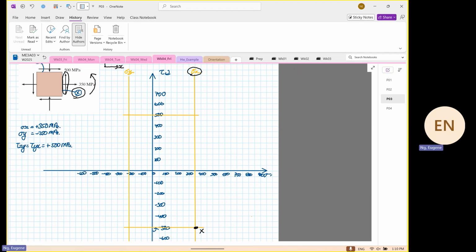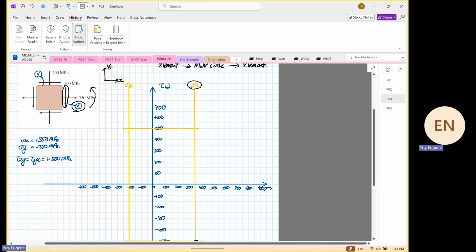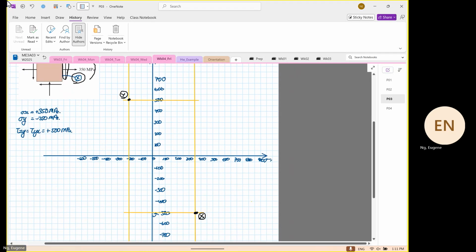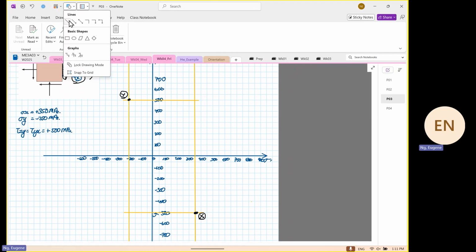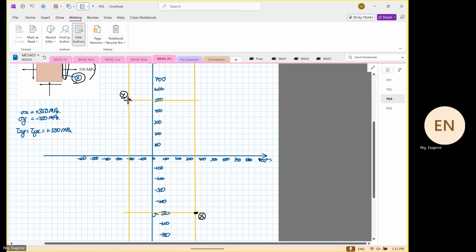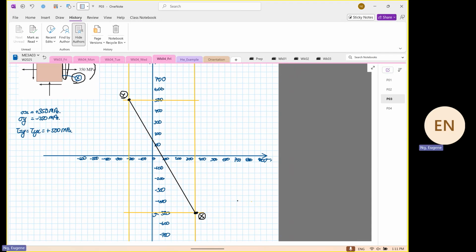Over here is your point what? X. And the other one, compression 200, the shear at 500 is going in a clockwise direction. Clockwise direction at the top. So this is your point Y. From here, you can immediately construct, you can draw a straight line. That is the first thing that you draw.